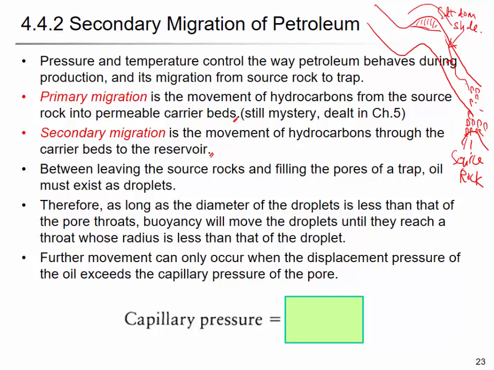And to move this oil droplet through the water, it is two-phase flow. So you have a sandstone full of water, and there's a droplet of the oil that's moving inside this saturated sandstone. So the capillary pressure between the oil and the water becomes important. Further movement can only occur when the displacement pressure of the oil exceeds the capillary pressure of the pore. We'll talk about it soon.